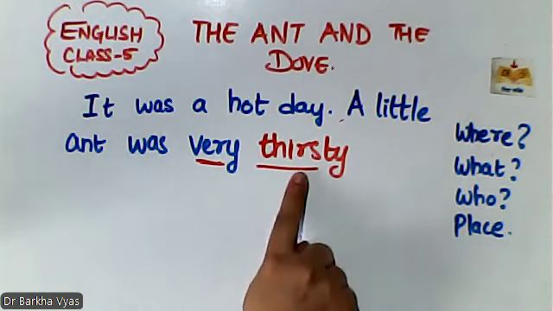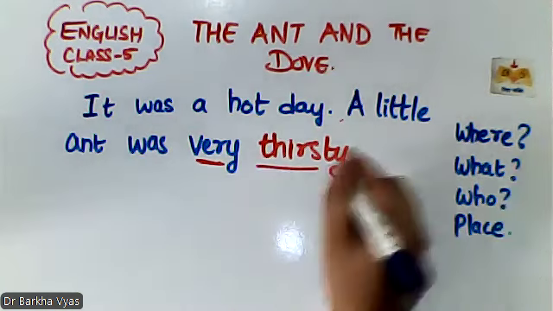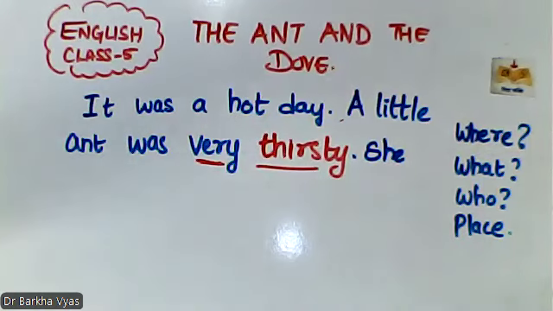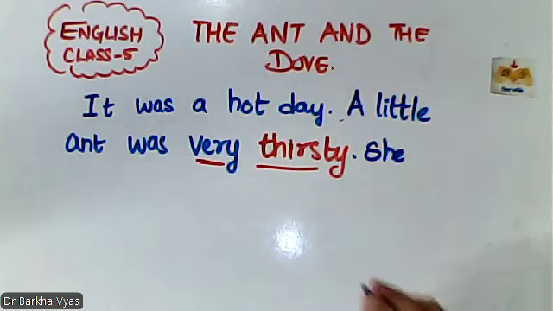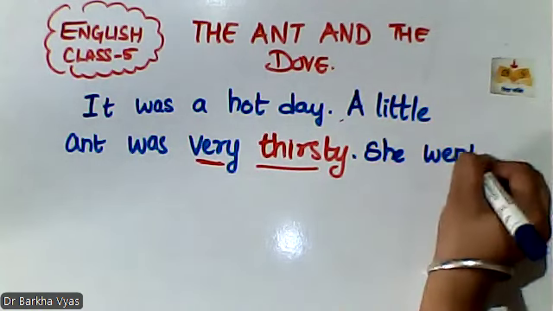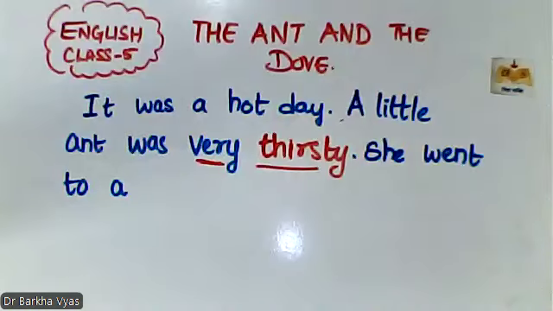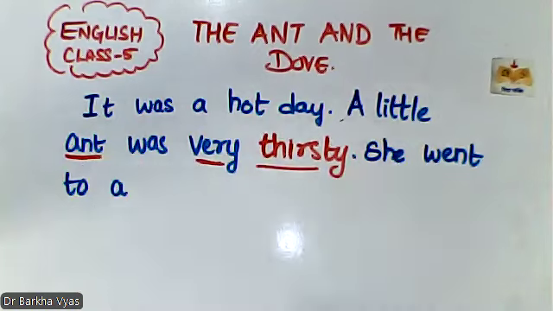So who was very thirsty here? The ant was very thirsty. And you know what happened? The ant, she went. I'll remove this from here so there's no confusion. Let me remove this here, kids. Very good. So what happened? She went. Where did she go? See what I told you. They describe the day, they introduce the ant, and then they're telling what the ant was feeling. The ant was feeling very thirsty.